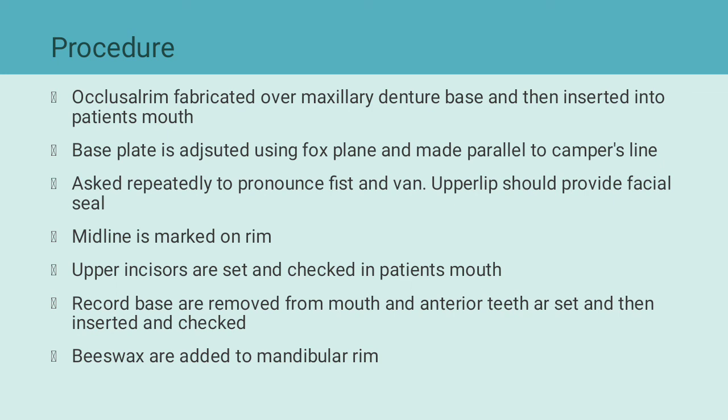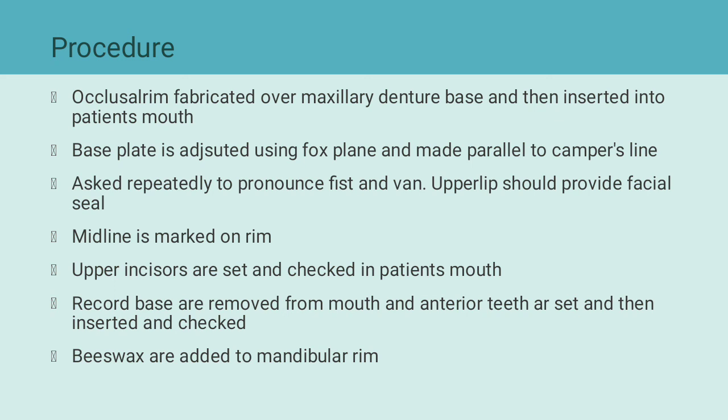The procedure is: the occlusal rim is fabricated over the maxillary denture base and inserted in the patient's mouth. Then the base plate is adjusted using the Fox plane and made parallel to the Camper line. Then the patient is asked to repeatedly pronounce fist and van. The upper lip should always provide the facial seal. Then the midline is marked on the maxillary occlusal rim. Then upper incisors are set and checked. Then the occlusal rim is removed, and the upper incisors are set and checked in the patient's mouth. Then the record bases are removed from the mouth, and the anterior teeth are set, inserted and checked.